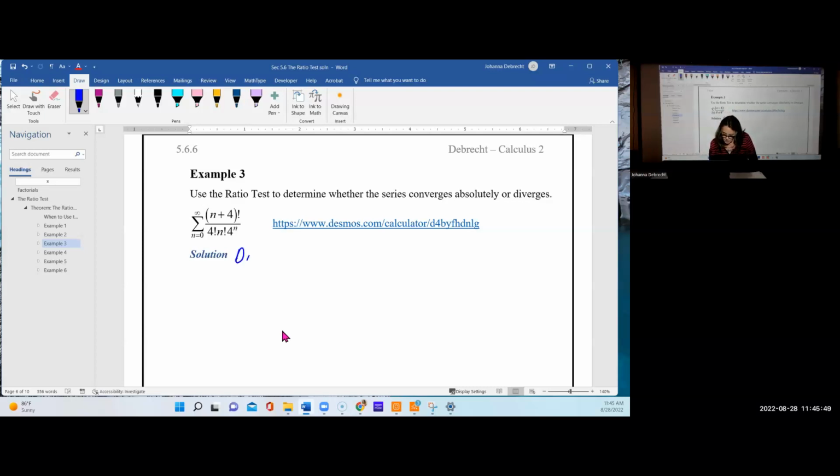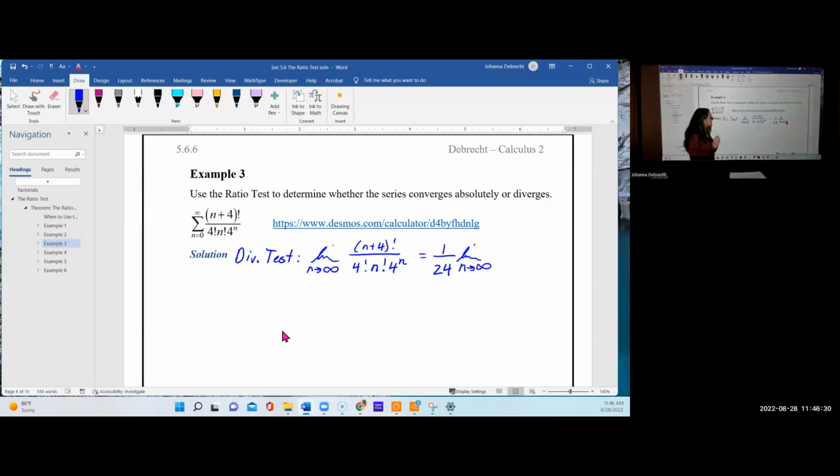So we're going to apply the divergence test first. We're taking the limit as n goes to infinity of the sequence, which is (n plus 4) factorial over 4 factorial times n factorial times 4 to the n. Now 4 factorial is 4 times 3 times 2 times 1, which is 24. So we might as well go ahead and write that as 24. Now that gives me a 1 over 24, which I can pull out, right? So the limit will not depend on a constant. It only depends on anything with n in it.